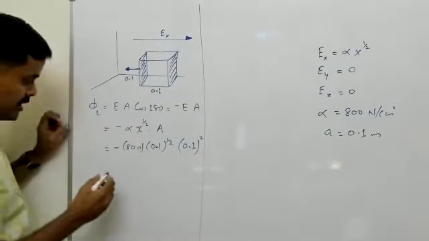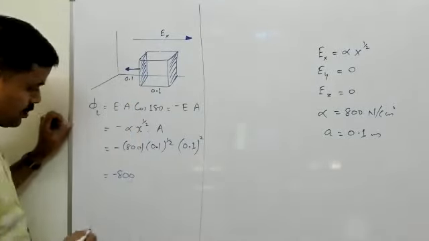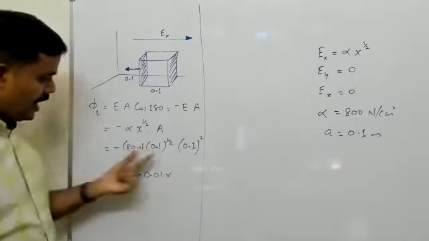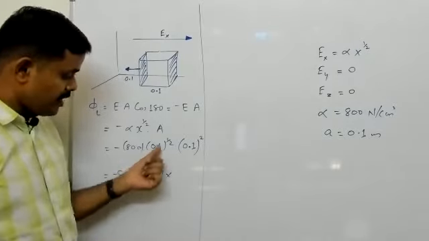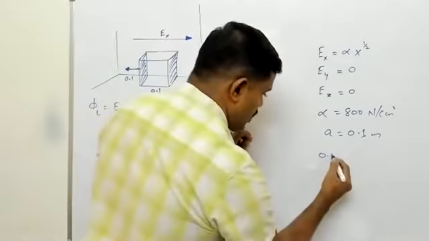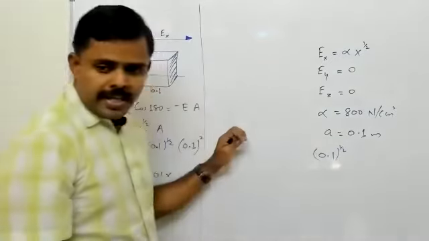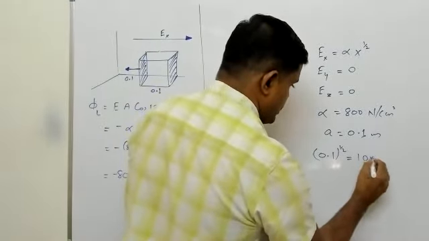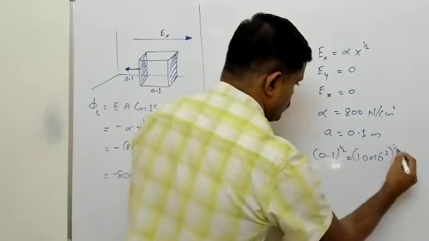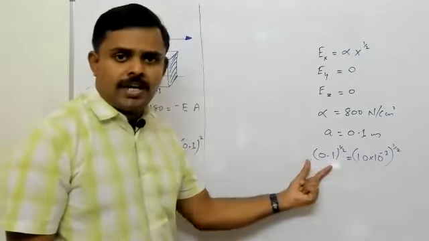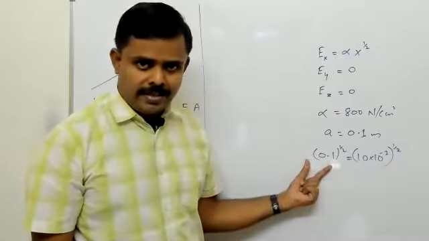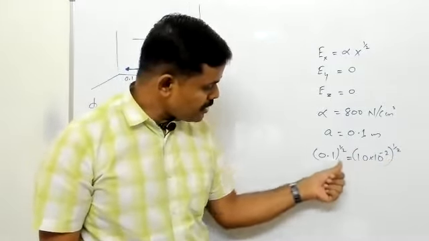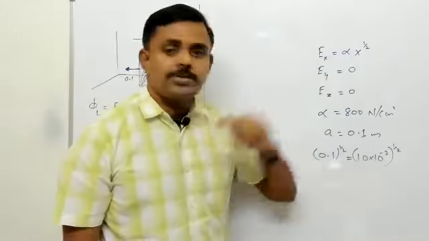Okay, 0.1 square. So let us simplify this. This is minus 800 into 0.1 square, 0.01 into 0.1 raised to half. How do you take the root of 0.1? If you don't use a calculator, I'll tell you an easy technique. 0.1 raised to half is not easy to find out. So there is a technique. You write it as 10 into 10 power minus 2, raised to half. It is still 0.1 itself.